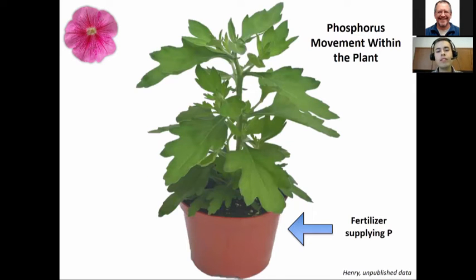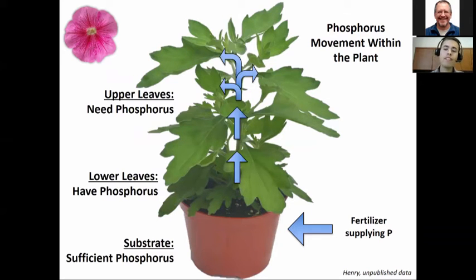So first, I just want to illustrate the movement of phosphorus within a plant using this little mum. And notice that it's not flowering, because that'll come into play later. So here you have fertilizer that's being supplied, and the fertilizer contains phosphorus. And when you fertilize it, the roots take it up, and it moves up the plant and works its way into the upper leaves, as the lower leaves have already matured and the upper leaves are still expanding and maturing. So this is the normal movement of phosphorus within the plant.